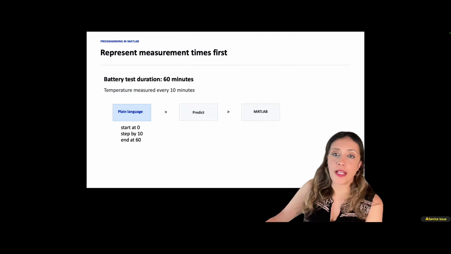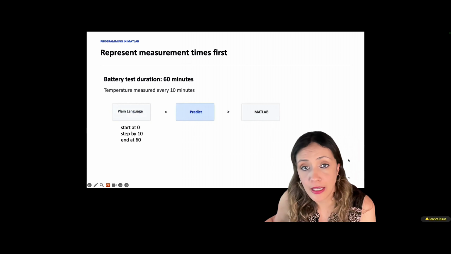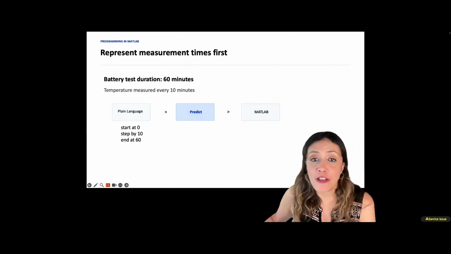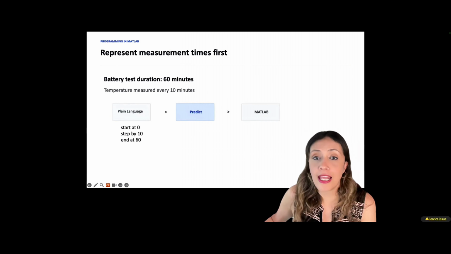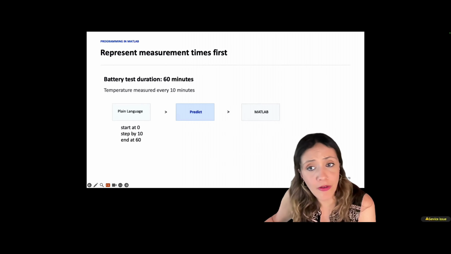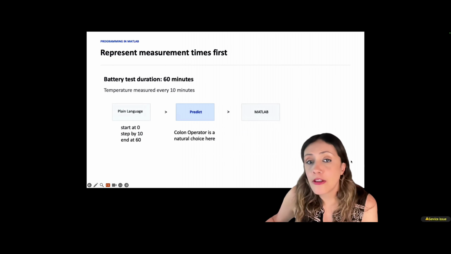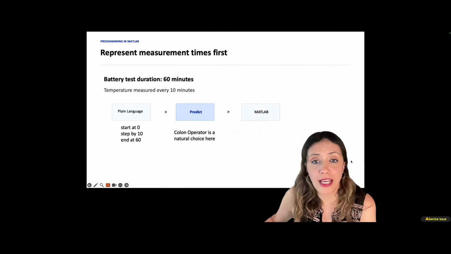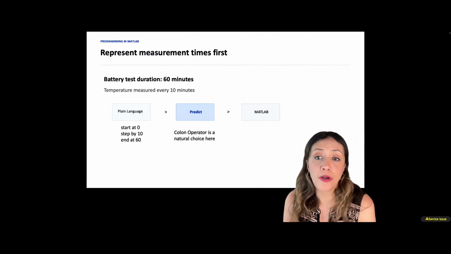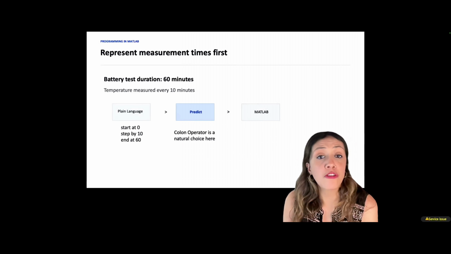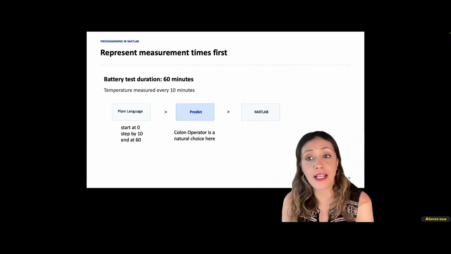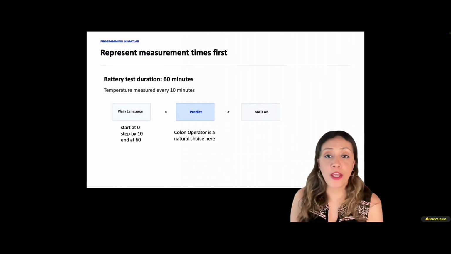So we know the step size, right? Measurements happen every 10 minutes. Now, based on the previous lesson, would the colon operator or linspace be a natural choice here, and why? Let's think about it. Well, if you remember our pre-class video, your answer is probably that the colon operator would be the most natural choice in this case. It's not that linspace is a wrong choice, but the colon operator would be more useful in this situation. But why? Because we know the interval between measurements, which is every 10 minutes, right? So the colon operator is a good fit.